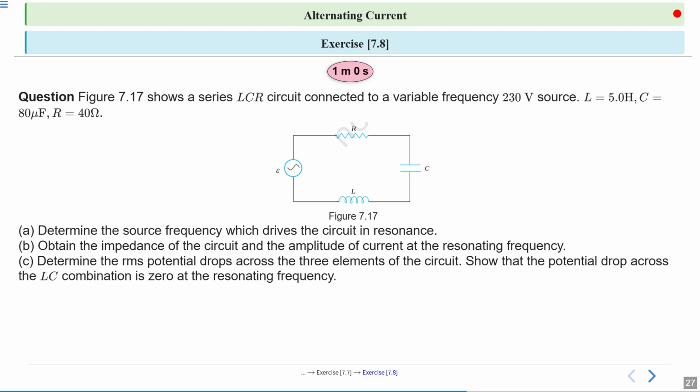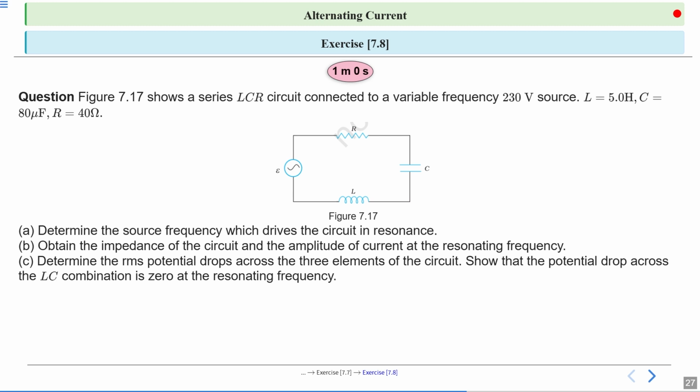Part B: obtain the impedance of the circuit and the amplitude of the current at resonant frequency. So at resonance frequency, omega naught is equal to 1 upon root LC. You have to obtain the impedance of the circuit at resonance, which, as we know, becomes equal to the resistance of the resistor connected in series with the capacitor and inductor. And the amplitude of current you have to calculate, meaning Im.